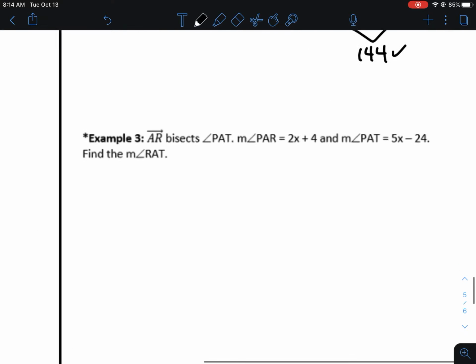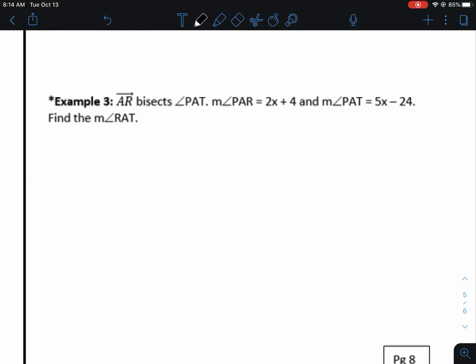Example 3. All right, so we have another bisect problem. So let's go ahead and draw an angle. Again, I don't know if it's obtuse or not. I'm just drawing an example that gives me the most space to work with. So this is angle PAT. All right, and I'm going to go ahead and put AR right here.